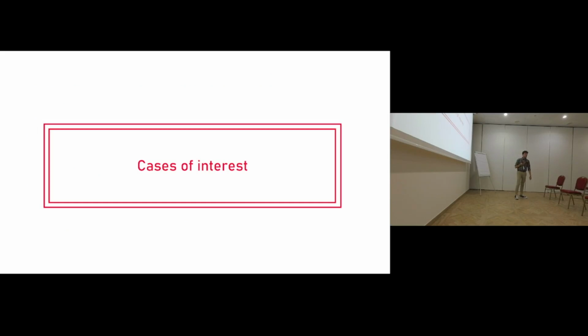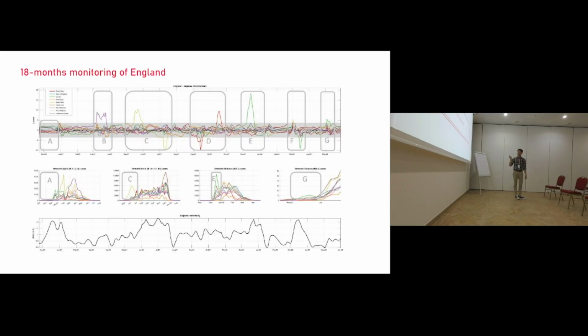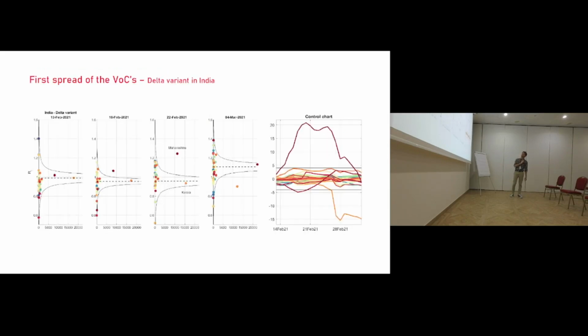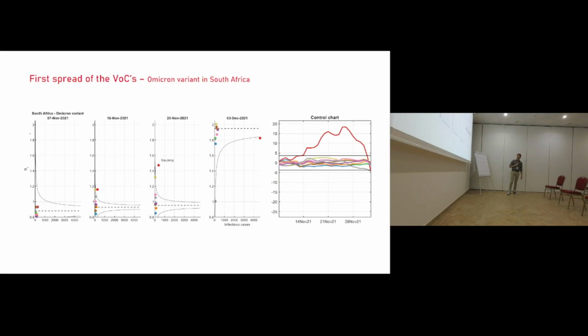Okay, so we can go to the last part. It is the analysis of some cases of interest. Here, there is, I think, the most impressive result. We have analyzed a situation for 18 months straight, from December 2020 to May 2022. And we can see that a lot of main events reported by national press, for example, have been detected by this method. For example, concerning the variants of concern, in A we've got the emergence of the alpha variant. In C, we've got the arrival of the delta variant. In E, we've got the arrival of the Omicron variant. Another example is the emergence of the delta variant in India, and also the emergence of the Omicron variant in South Africa.